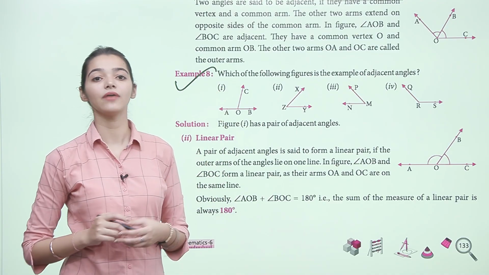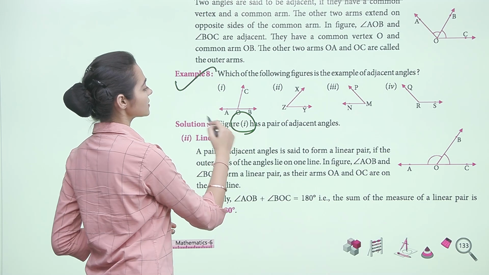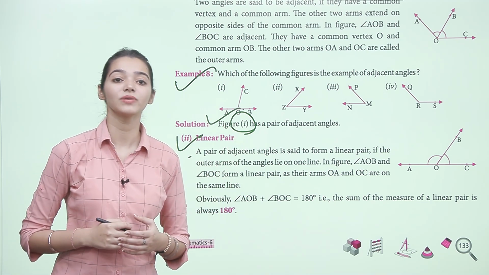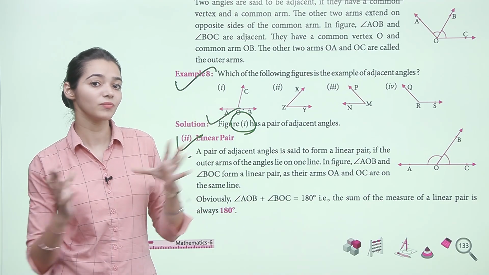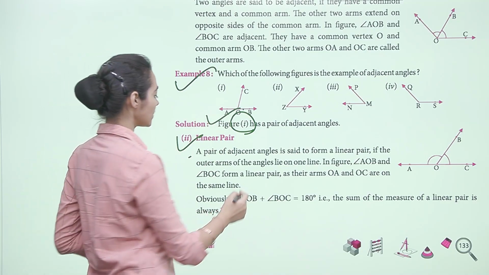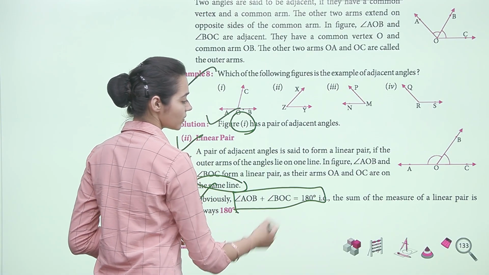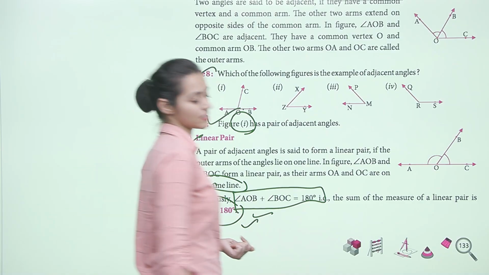In example number 8, we have to tell which of the following figures is an example of adjacent angles. So figure 1 has a pair of adjacent angles, a linear pair. A pair of adjacent angles is said to be a linear pair if the outer arms lie on a line. Both angles form a linear pair as arms OA and OC are on the same line. Obviously, angle AOB plus angle BOC is equal to 180 degrees, and the sum of measures of a linear pair is always 180 degrees.